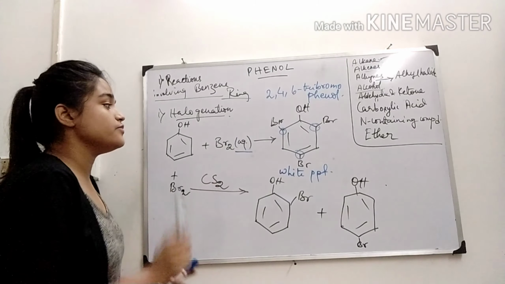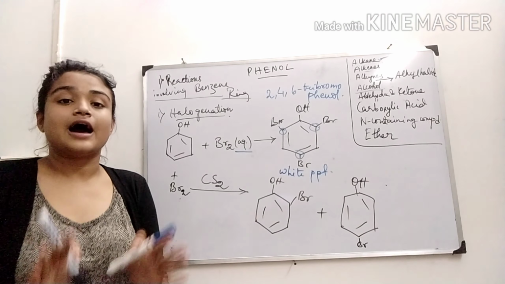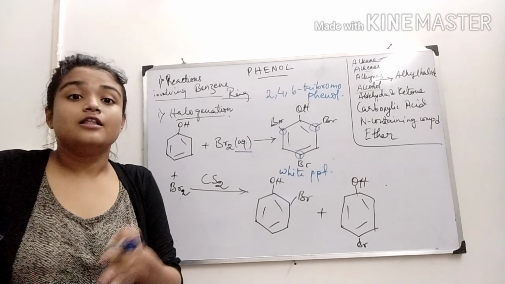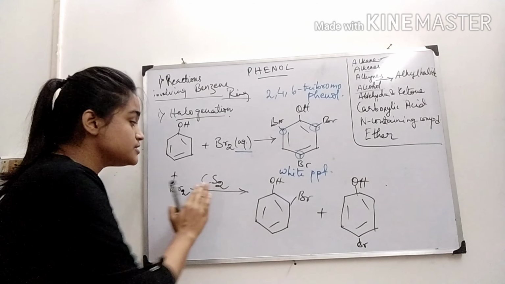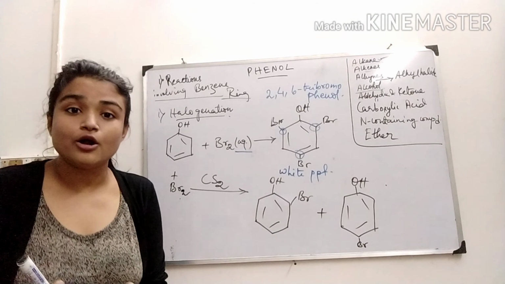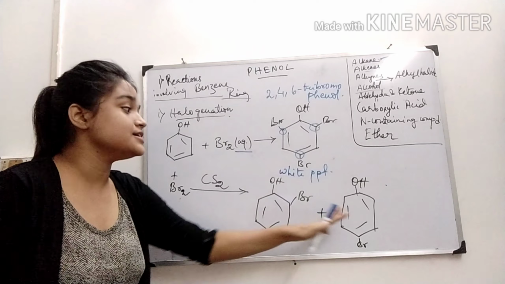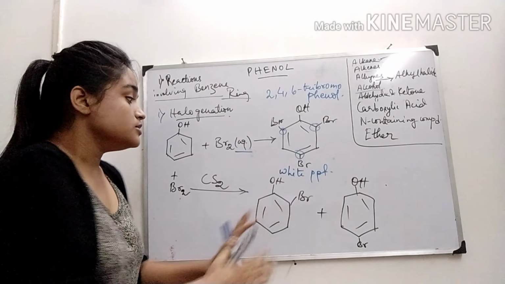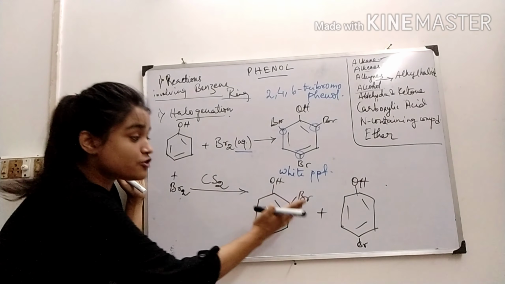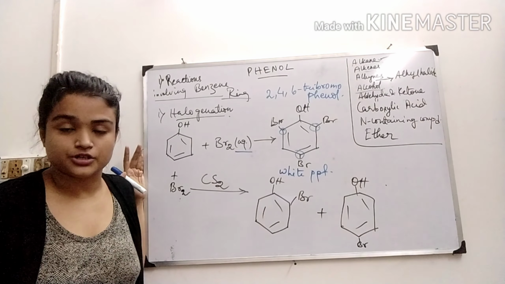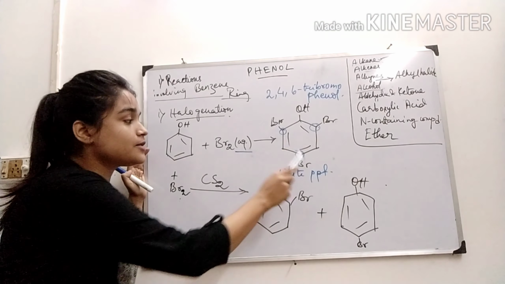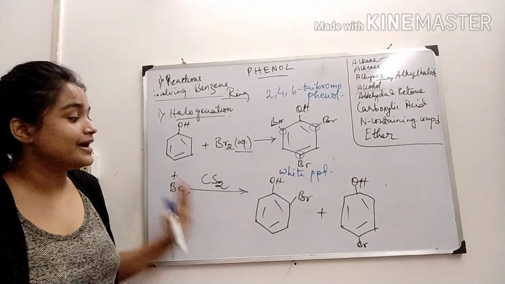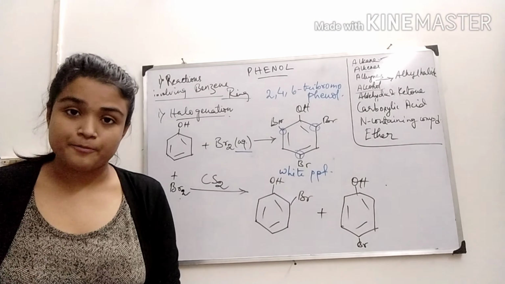So when we are using aqueous solvent, the ionization is occurring to a larger extent. And when we are using carbon disulfide, a non-polar solvent, the ionization is occurring to a lesser extent. So the substitution is limited at 1 position. The substitution will not take place at the 3 positions. So we will get ortho as well as para product.